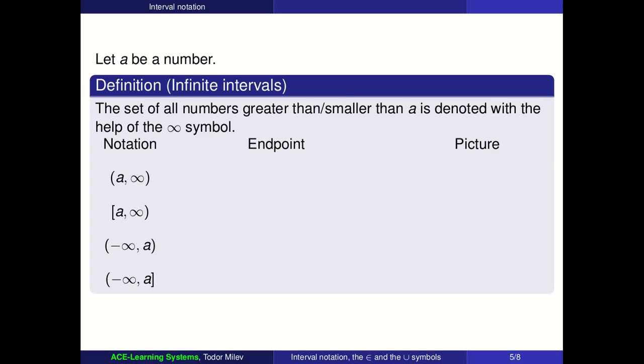Now let a be a number. The set of all numbers greater than or smaller than a is usually denoted with the help of the infinity symbol. So this infinity symbol, like the number 8 but lying horizontally, can be used to denote the set of all numbers greater than or smaller than a.